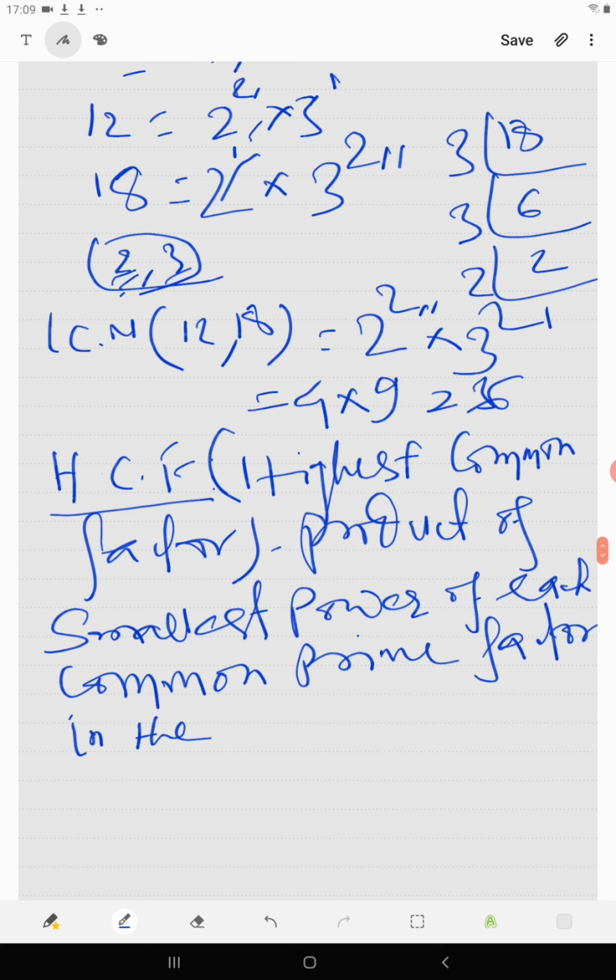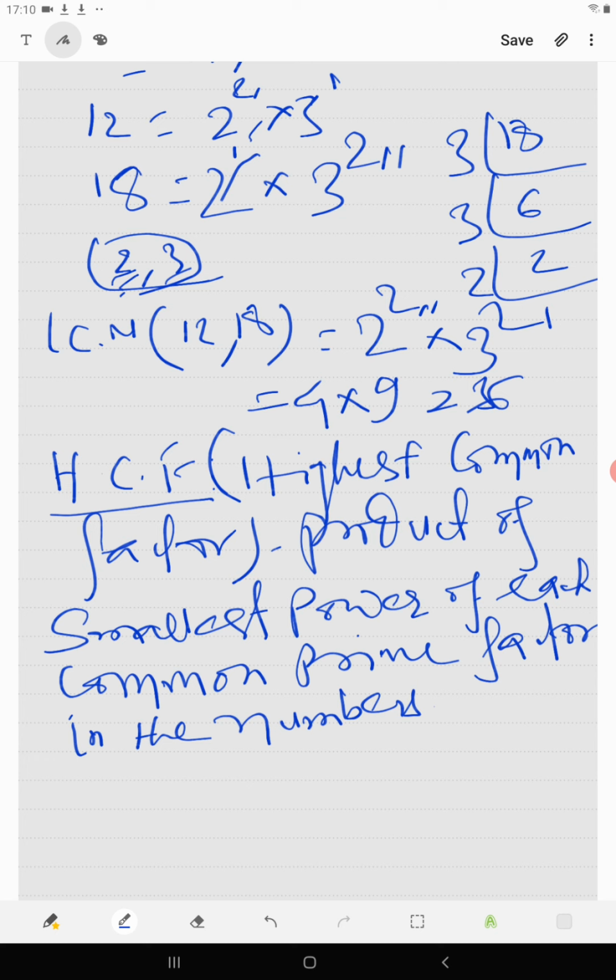So what does it mean? So understand, highest common factor. It is the product of the smallest power of each common prime. See, in LCM it was not common prime, it was for all primes. But here, whichever is common, that only will be selected. And there the smallest power will be selected for highest common factor. Got it, right? Here only the common thing.